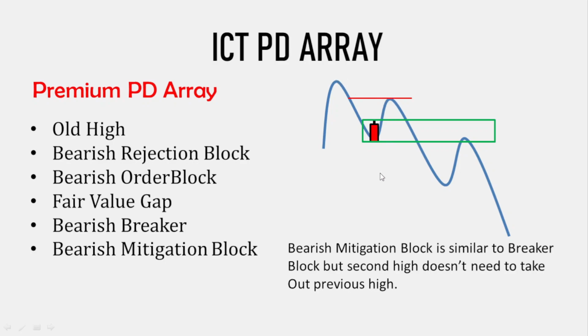What is different? Well, a mitigation block is preferably used for continuation. A breaker is more of a reversal, right? So if price is going to the upside and takes out this, and it comes back to the downside and takes out the low, it becomes a reversal. But this one, you most likely find it when price continues to the downside, because the market is already shifting bearish. It doesn't need to take out this high anymore. It just keeps going to the downside. All you have to do is wait for price to come back to that last bearish candle, and you can look for that short to the downside, which is a bearish mitigation block.